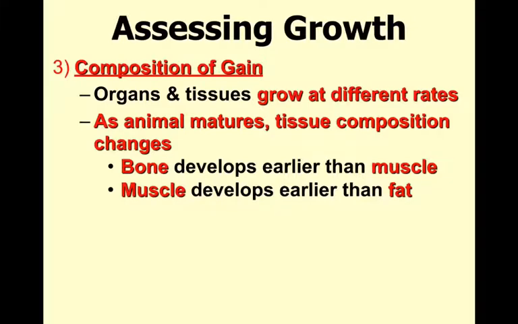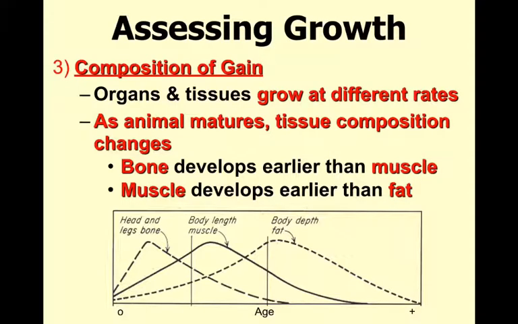Muscle develops earlier than fat. Fat is one of the last things to develop, which makes sense. It's a sign of maturity. From this picture, basically what it's showing is the relative age at which we develop some of these different things. Early on, the dashed line, that's our bone, and it peaks down here at an earlier age. Then on the muscle side, that's the solid line here, and we notice that it peaks at a little bit later age.